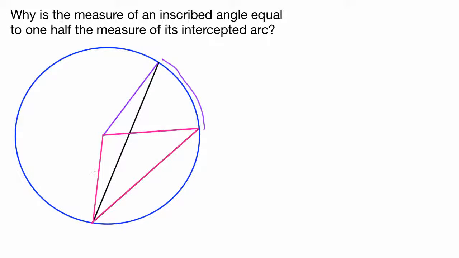Because it's isosceles, these two have the same measures. And then what do we know about the base angles? We know that the base angles have the same measure. So that means that this angle right here and this angle right here are going to have the same measure. So what do we want to call those angles? Let's just call it y. Okay, y and y.